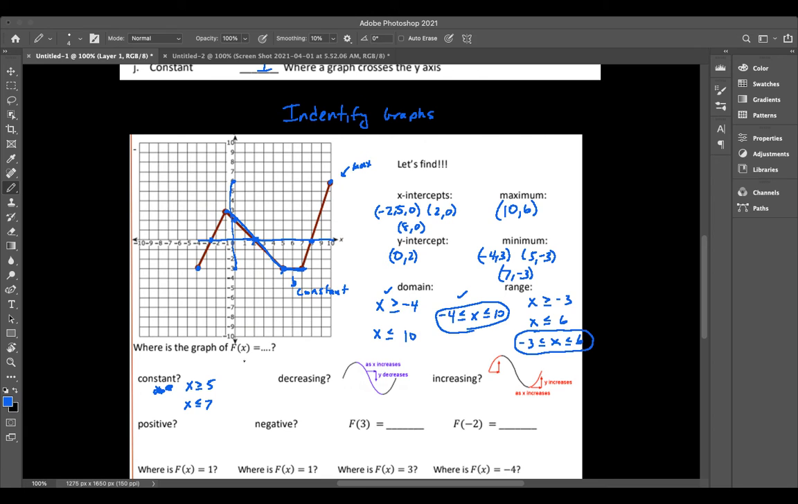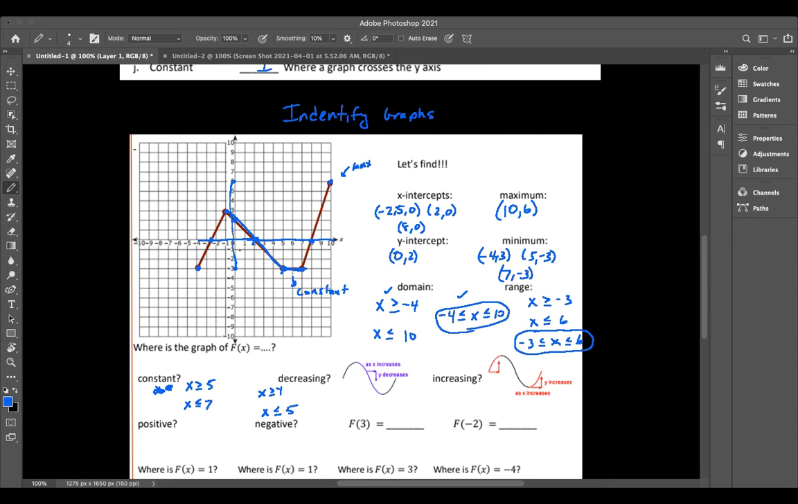So where is that? It's -1. So x is greater than or equal to -1, and it's also x is less than or equal to +5, and that would be the decreasing portion of it. Okay, so let's look at the increasing portion of it.